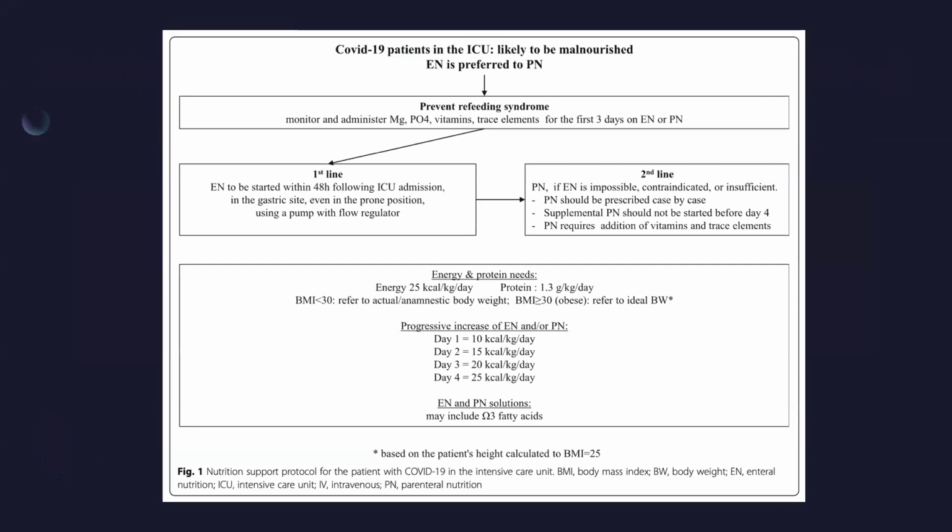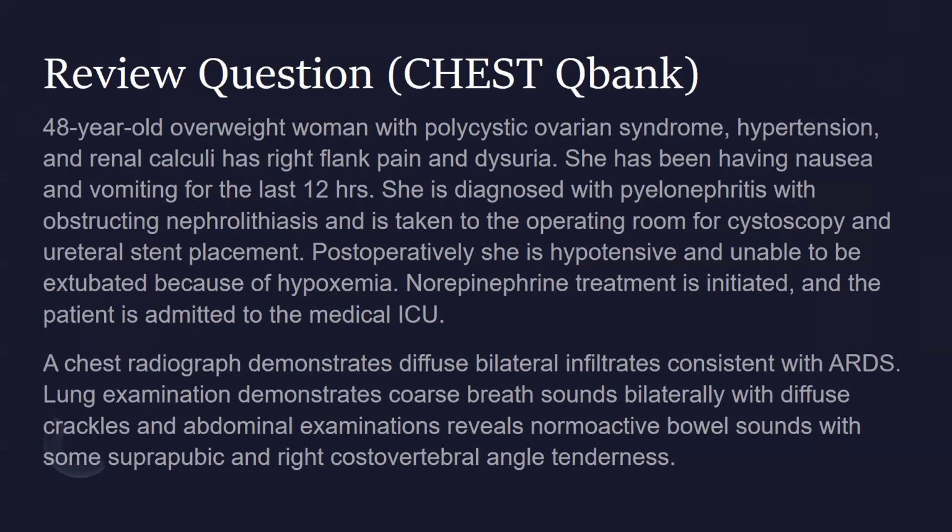All right, last but not least, a brief question. These are my last slides. I have the CHEST Qbank and I was scouring it looking for a question related to nutrition, and I found one. So here it is. A 48-year-old overweight woman with PCOS, hypertension, renal calculi, came in with right flank pain and dysuria. Summary statement would be she had pyelo with obstructing nephrolithiasis and went to the OR. Post-operatively, she was in shock and hypoxemic, started on vasopressors, intubated, and went to the MICU. Chest radiograph and clinical findings would show ARDS. Do you guys want to read it longer? Was that a good enough summary?